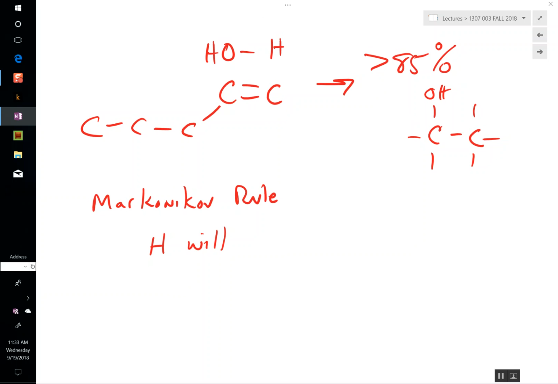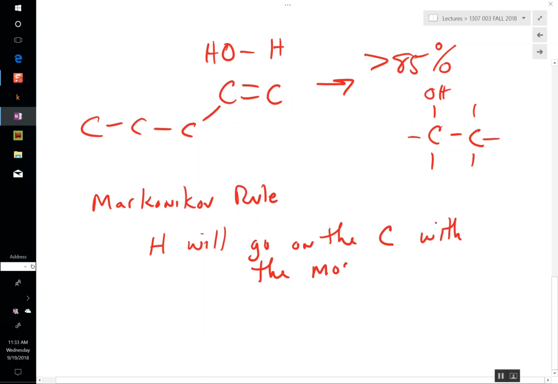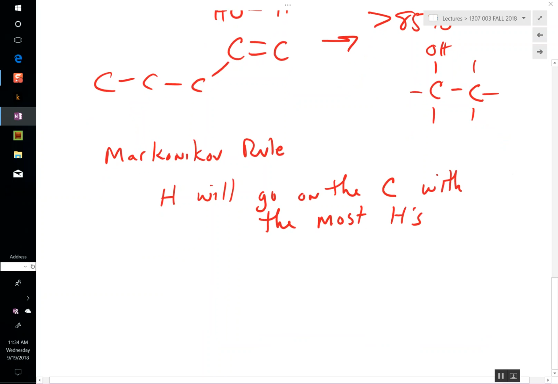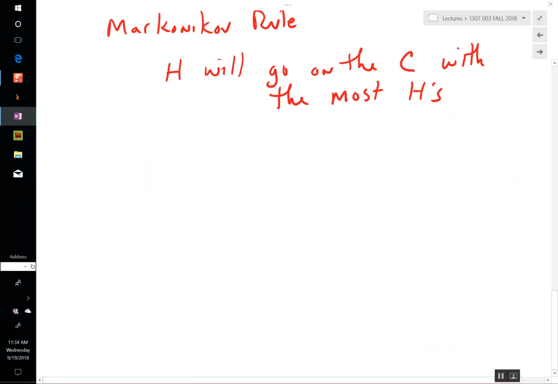The hydrogen will go on the carbon with the most hydrogens. And the OH goes on the other carbon. So don't worry about where the OH goes. Worry about where the hydrogen is going to go. And keep in mind that on these unsymmetrical molecules, there's always a hydrogen.